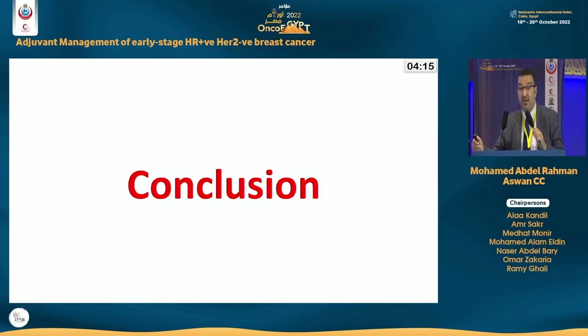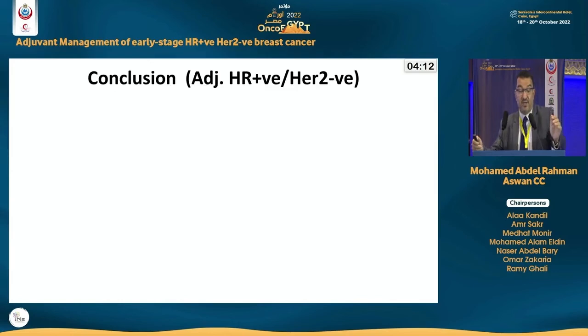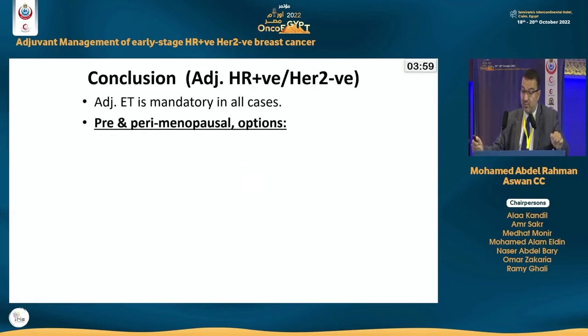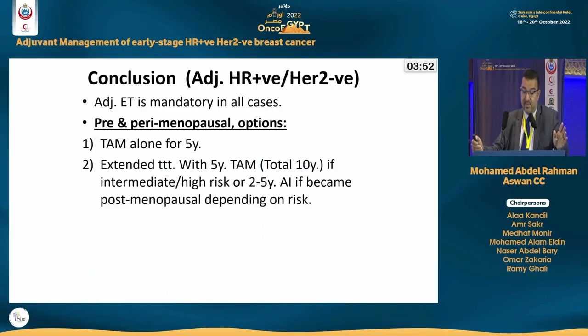So, coming to the conclusion, the adjuvant treatment of hormone receptor positive HER2 negative disease involves, apart from possible adjuvant chemotherapy, adjuvant endocrine treatment as mandatory treatment in all cases. In pre and perimenopausal patients, options include TAM alone for 5 years, or extended treatment beyond the 5 years, I mean 10 years of TAM, or if you have intermediate or high risk, you can shift to aromatase inhibitor if the patient became postmenopausal at the end of the first 5 years of TAM.